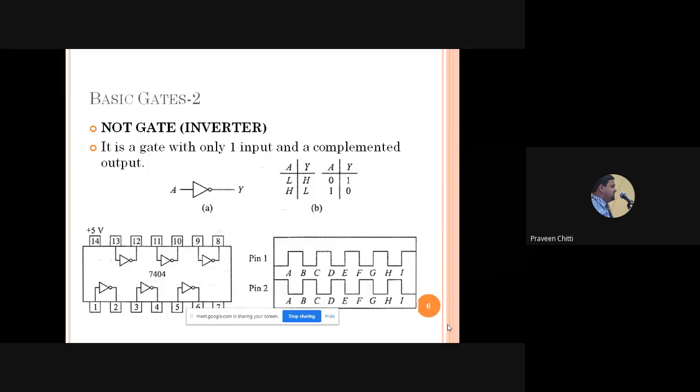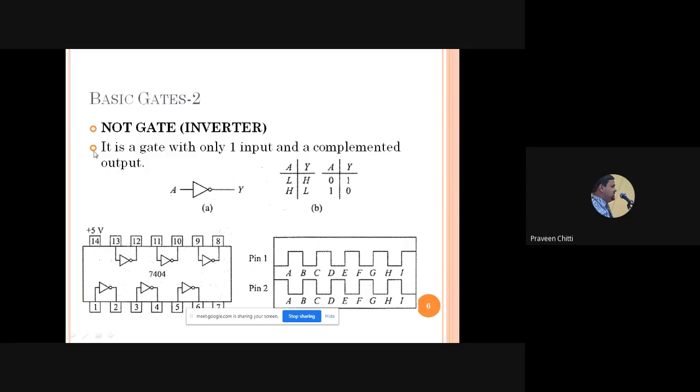This is already studied. I'll not spend much time here, but you should know what that gate is, what its truth table is, what the timing diagram is, and that it is available in integrated circuit form, and what the IC number is for that particular integrated circuit, because you are going to perform the laboratory experiment on this. So you should know this integrated circuit, the IC numbers, and using that IC number you will be able to do the experiment in the laboratory of this subject, that is the analog and digital electronics laboratory.